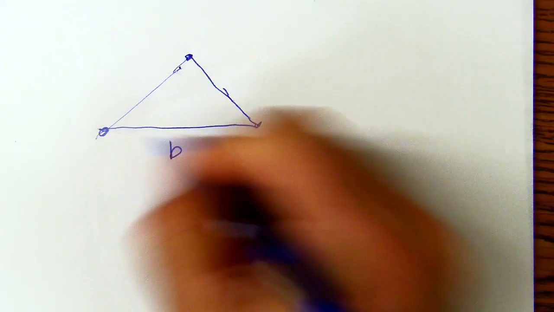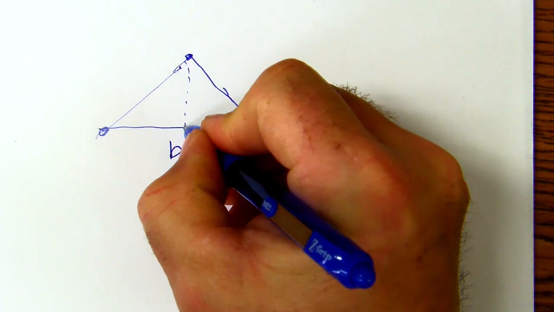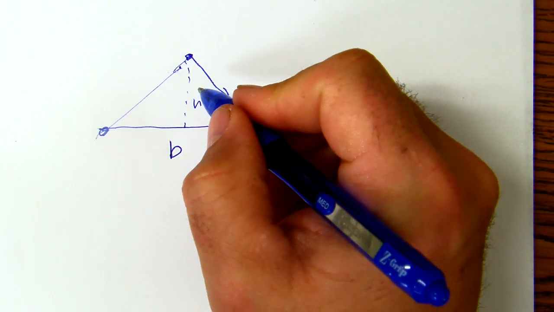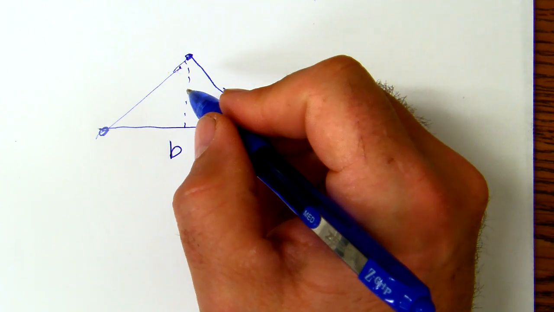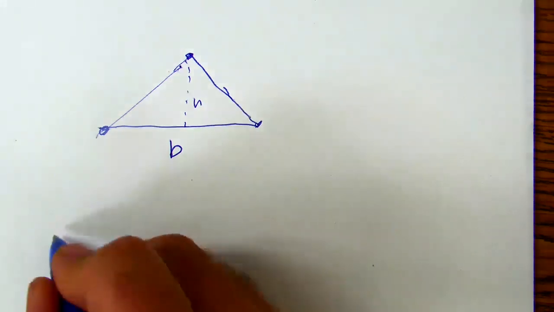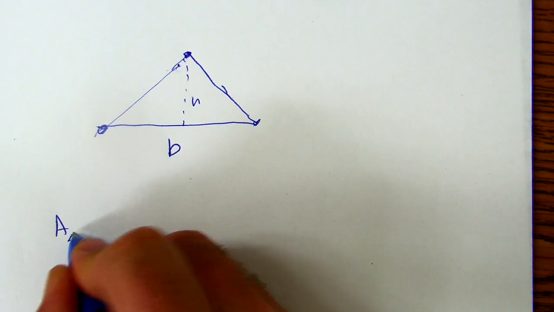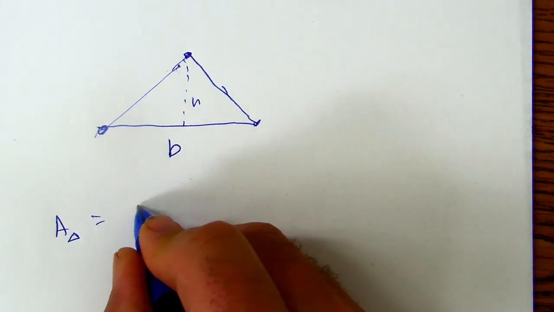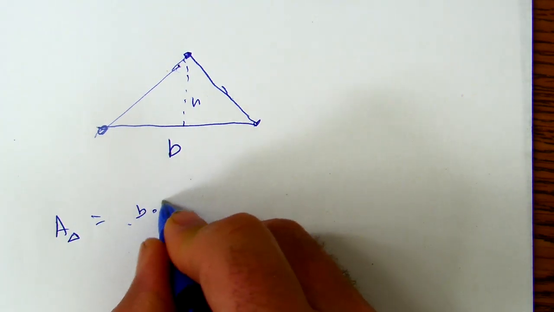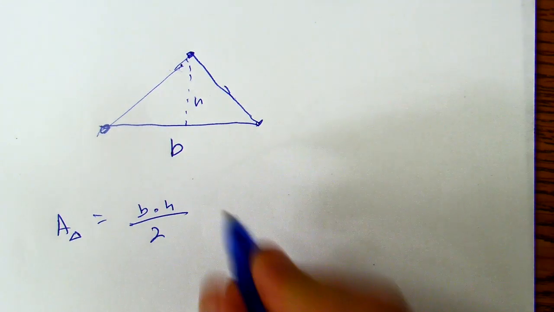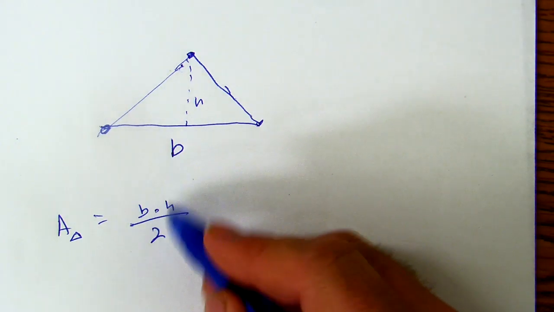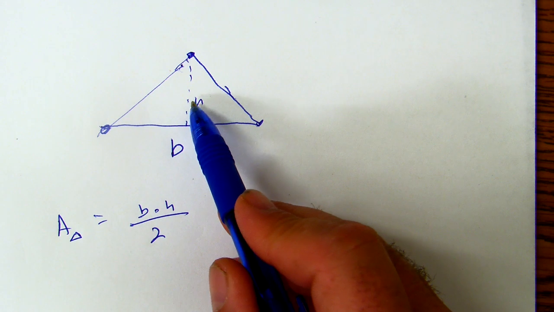Maybe I'll call this the base, and obviously then I'll call this the height. And if the area of the triangle is, I'm going to try to do a little derivation here, base times height divided by 2, which we are aware of. Are there other ways of finding this?